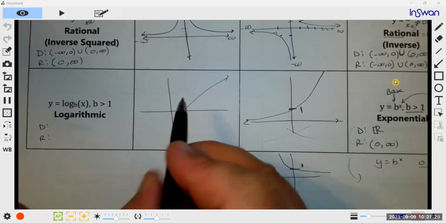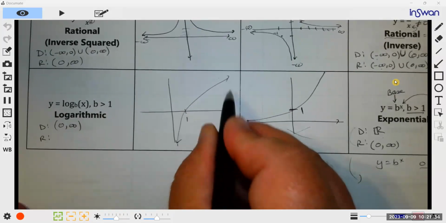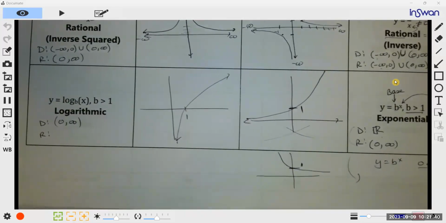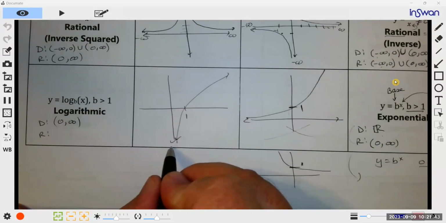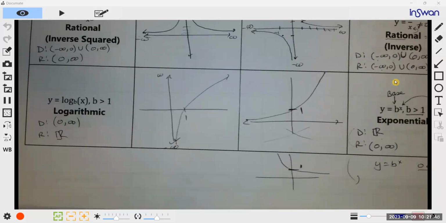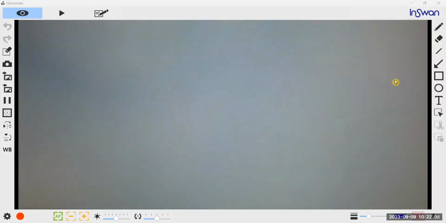So the domain, it can never get to 0, so it goes from 0 to positive infinity. It's going this way. It's always going to be positive. It's never going to touch the x-axis here, so it never gets to 0. And the range goes from negative infinity to positive infinity, which is all real numbers. So this is what we're going to use from now on when we start dealing with functions. Because we're going to do transformations in the next chapter, and you have to know what the basic function looks like. And that's where we resort back to this one.